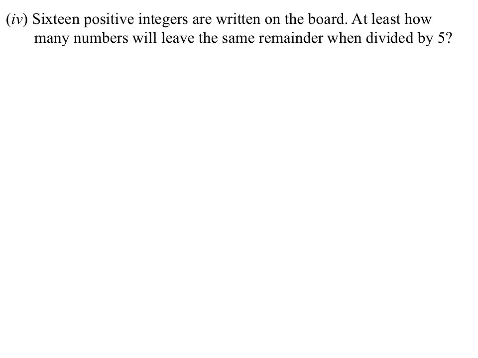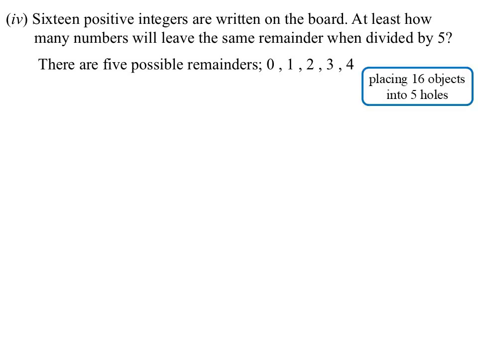16 positive integers are going to be written on the board. Just randomly picked. I mean, you're just going to randomly select them. There are 5 possible remainders when dividing by 5. It could go in exactly. You'll have a remainder of 1, 2, 3, or 4. So we're going to place these 16 numbers, 16 objects, into the 5 holes. The holes now are like the remainders.